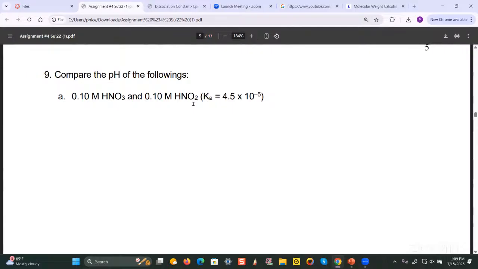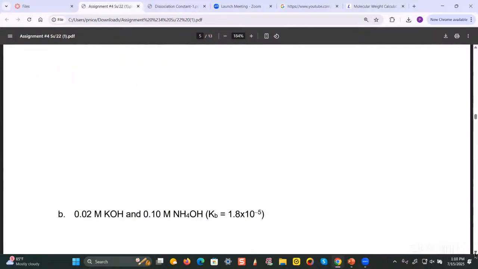So based on what we have done before, you calculate the pH of the strong acid, which is nitric acid, which is simpler because it undergoes complete dissociation. And then you do the same thing with the nitrous acid, but this time it's not as simple because you'd have to write down the ice table and go through the same steps that we went through before, right? And then you compare the two values. That's what you're going to do for 9A.